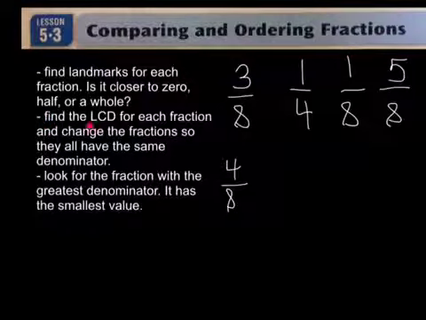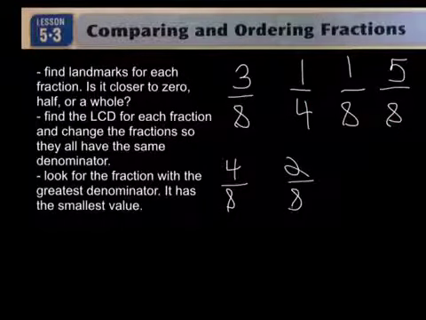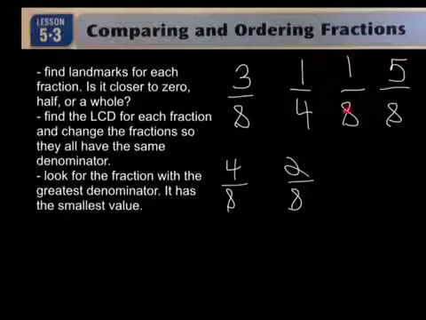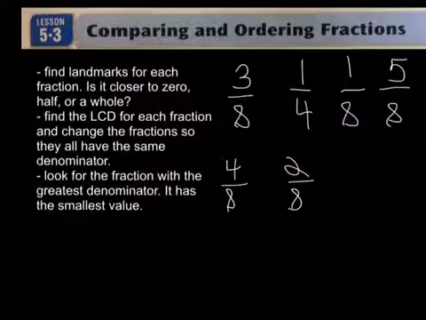2. Find the LCD, the lowest common denominator, for each fraction and change the fractions so they all have the same denominator. Well, these three have 8 and this one has 4. I can change them all. I could change this one to 2/8, right? This one, I double the top and I double the bottom, 2 and 8. Now they all have the same denominator, and that would be easiest. Here's our lowest, our second lowest, our third lowest, and our highest. Okay, quite easy.